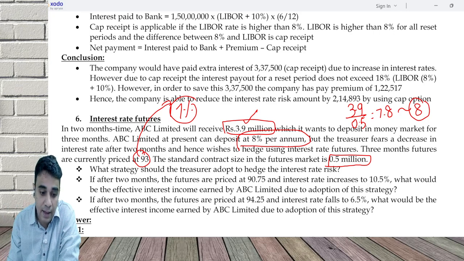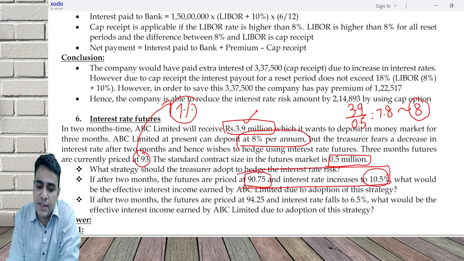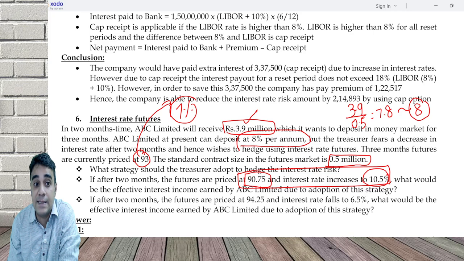Let's discuss that later. If after 2 months futures is at 90.75, what rate of interest does that mean? 9.25. And what is the interest rate in the market? Spot and future interest rates are not matching. If they do not match, I have a basis risk, which I talked about when I was doing derivatives. So if these two are not matching, again it will lead to a challenge for me.